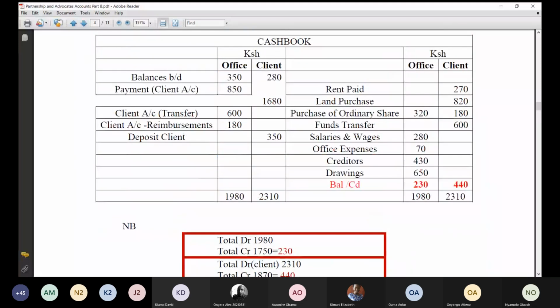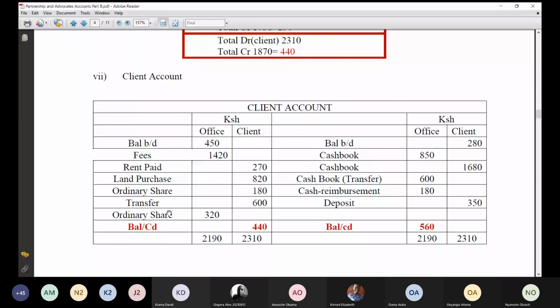Again, we purchased land, the cash book is giving, but we are doing it on behalf of a client. So the land purchase must also be indicated in our client account because our client owes us this 820.